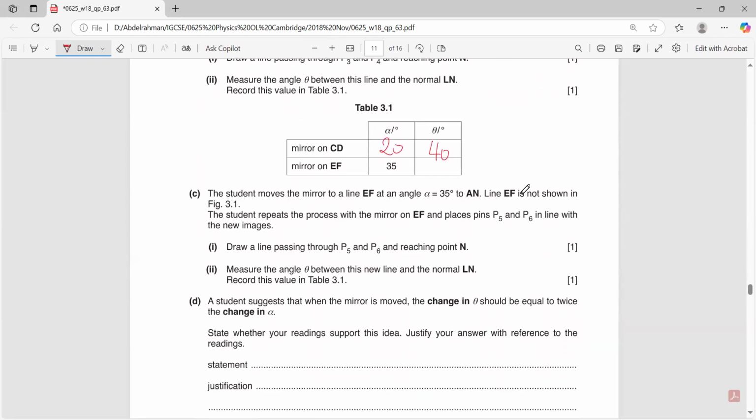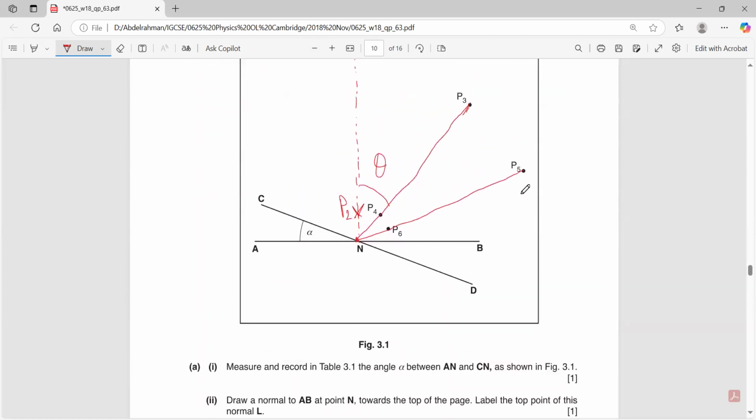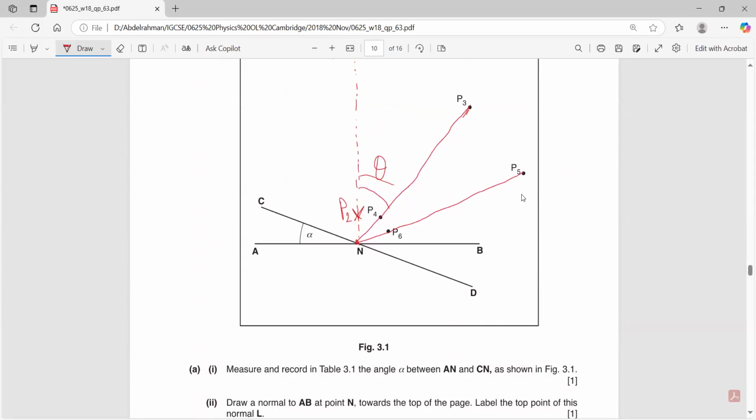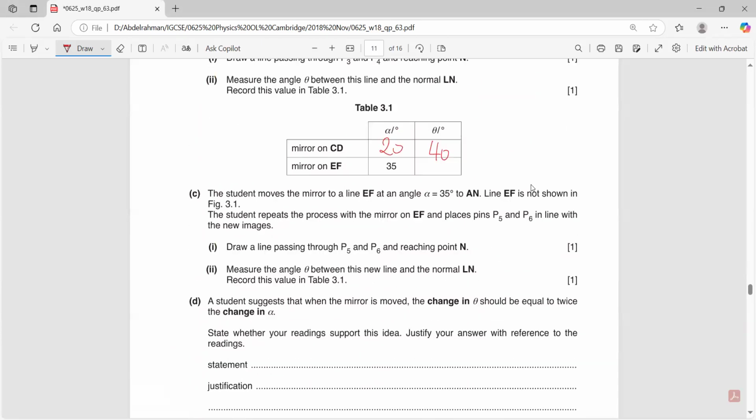And then can I measure the new angle theta between this line and LN? Can I measure this new angle theta? Yes, I can measure this. Using your protractor, the angle should be 68 degrees.